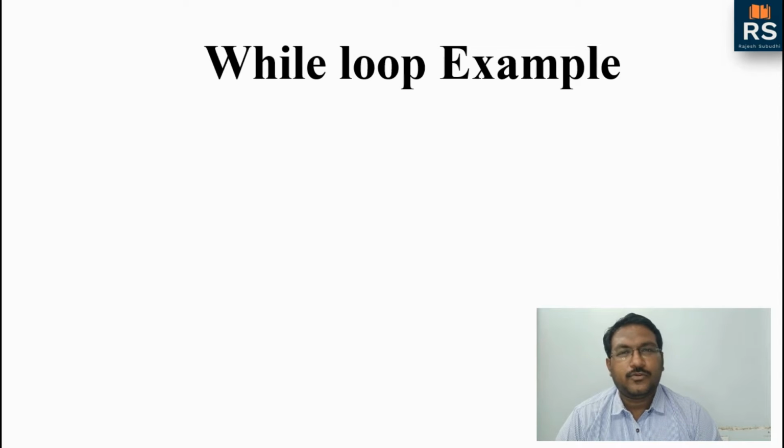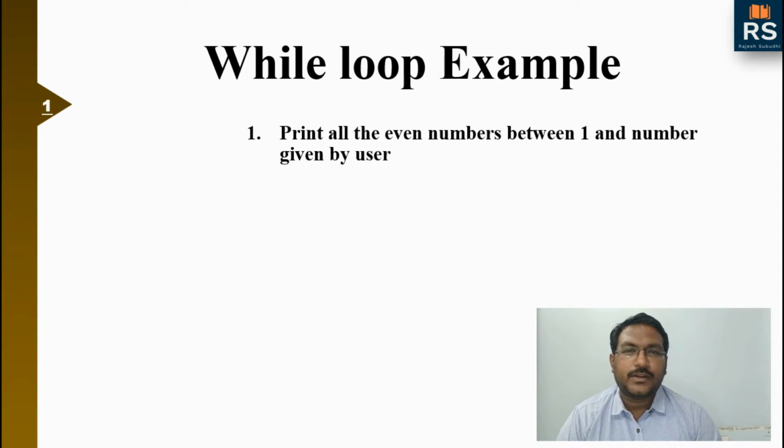Everyone, welcome to another video of programming in C. In this video, we will see two small programs using while loop. So what are those programs? The first program is we will print even numbers from 1 to a given number by the user. That means if the user gives 100, we will print the even numbers from 1 to 100.